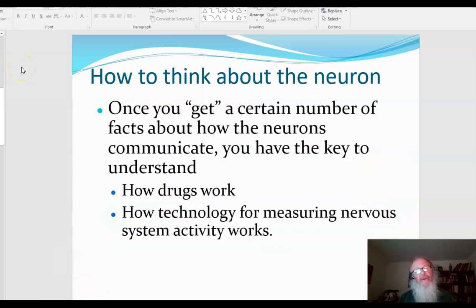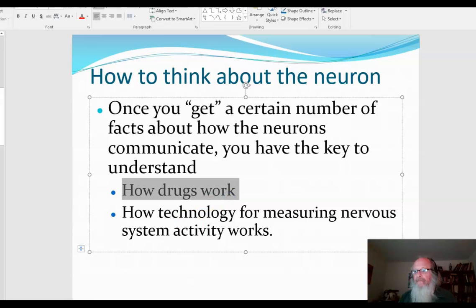Now you have the keys to understand how neurons communicate, and two of those questions that I said are the goals that I offer to you to use as framing devices for putting all this together: how drugs work, and how technology for measuring the nervous system activity works.